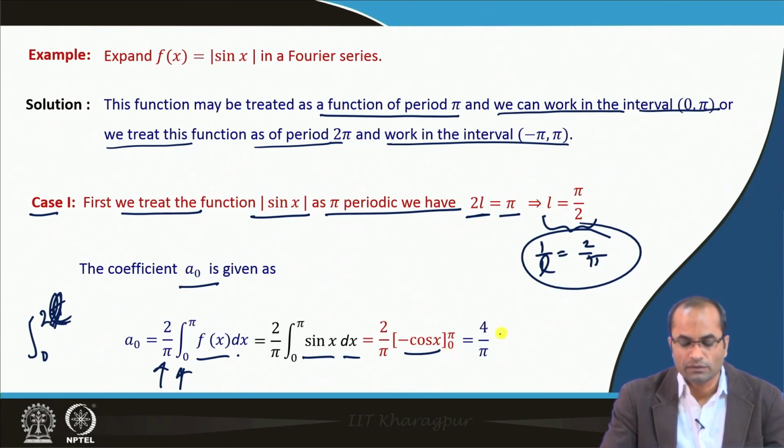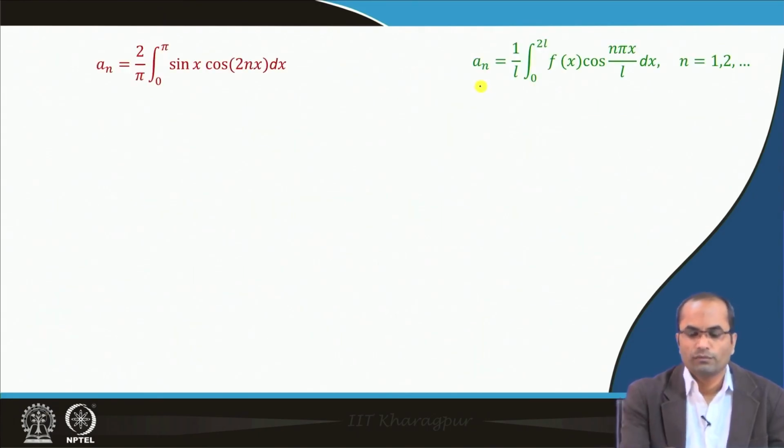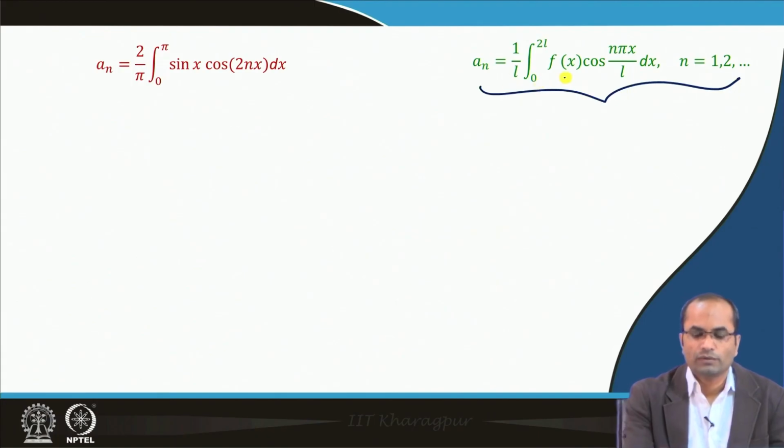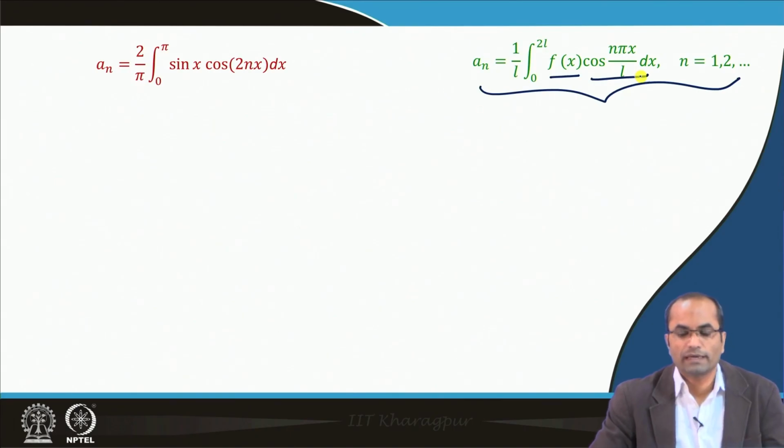So that we will get 4 over pi. So that is the first coefficient, a naught, 4 over pi. Now we will compute a n. The formula is given here: 1 over L, integral from 0 to 2L of f(x) cos(n pi x over L) dx.